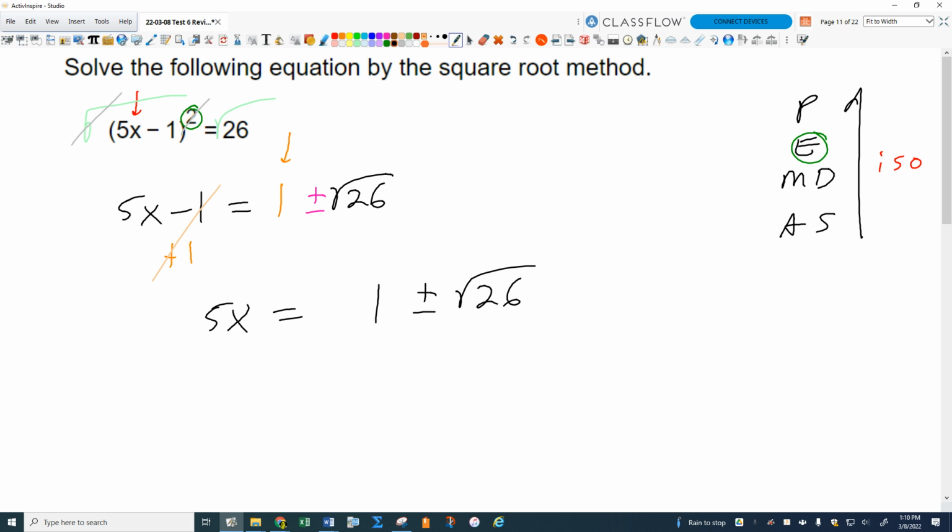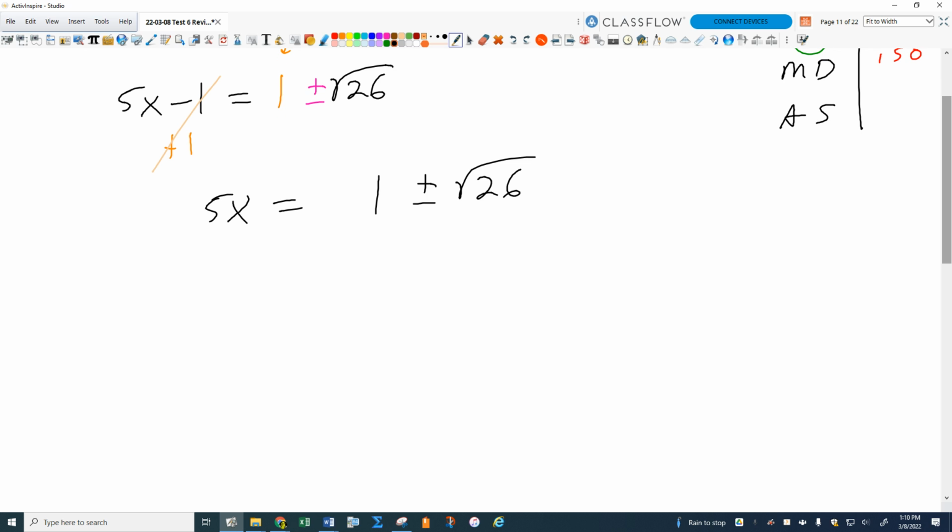So look, that's a 2 for 1 deal, right? I get 1 answer for the plus, 1 for the minus. Last step, divide by 5, and we're done. And again, the whole point of that is so I can cancel something. And now the x is by itself, and there are my 2 solutions.